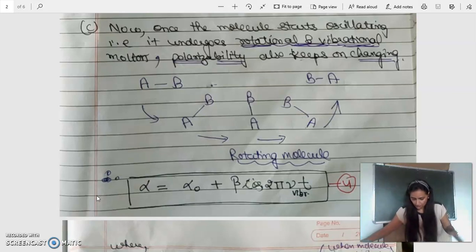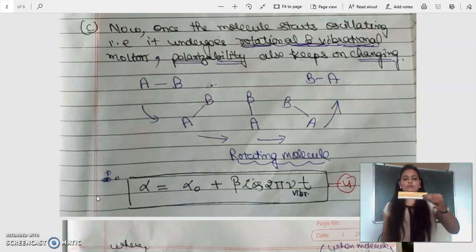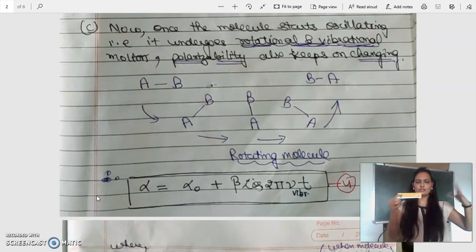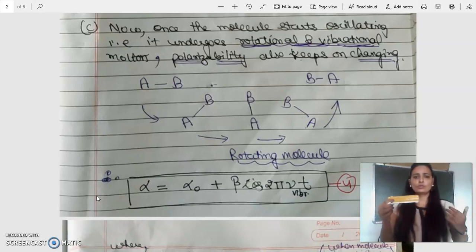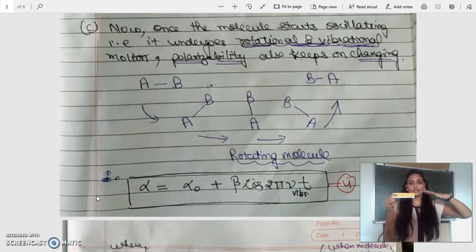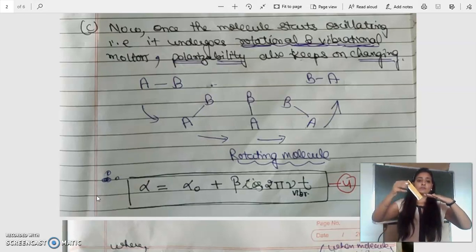So suppose I have a molecule like this, and I am applying the field parallel to this axis. I have already told you in detail that when the field is parallel to the molecular axis, polarizability is higher. Now, as this field is oscillating, not static, your molecule will definitely show some kind of motion, and those motions are vibration and rotation.